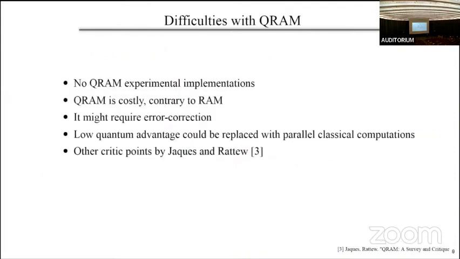But the problem is that there are many difficulties with QRAM. So far there are no experimental implementations, and I don't think there are any on the horizon. QRAM is costly, contrary to most RAM architectures. It might require error correction, which makes it even heavier. As many critics have pointed out, for example in this recent paper by Jaques and Rattew, they argue that if you require error correction, you're going to lose all your advantage, a lost opportunity argument in which you could probably trade your quantum advantage for parallel classical computations.